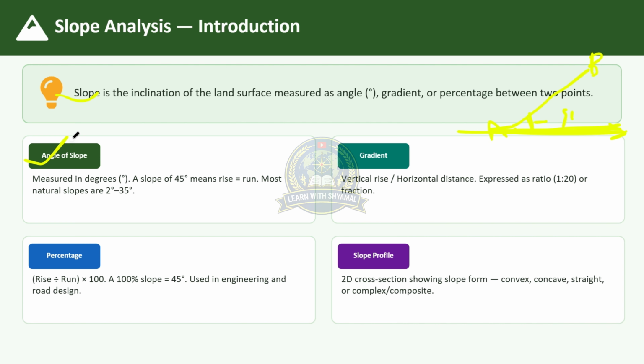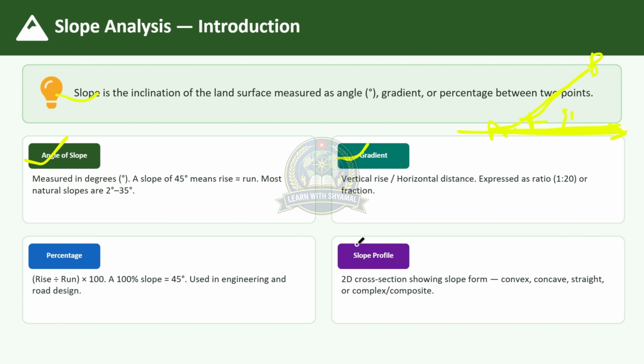A slope of 45 degrees means rise equals run. Most natural slopes are 2 degrees to 35 degrees. Gradient: vertical rise and horizontal distance expressed as a ratio, 1:20, or fraction. Percentage slope is rise divided by run multiplied by 100. A 100% slope is equal to 45 degrees, used in engineering and road design.